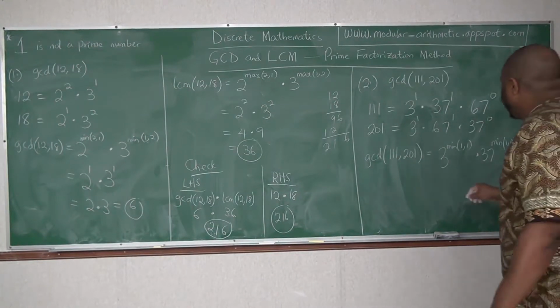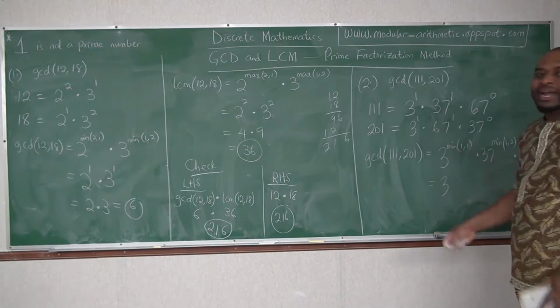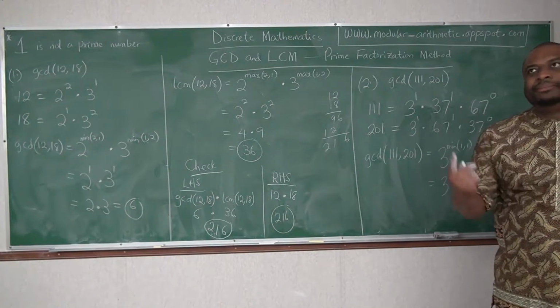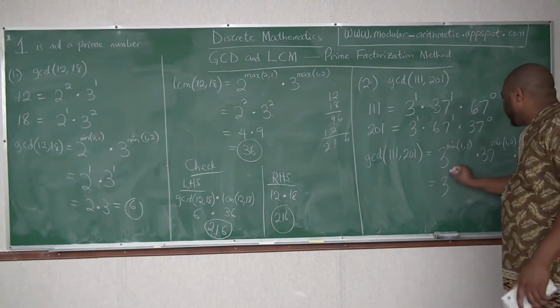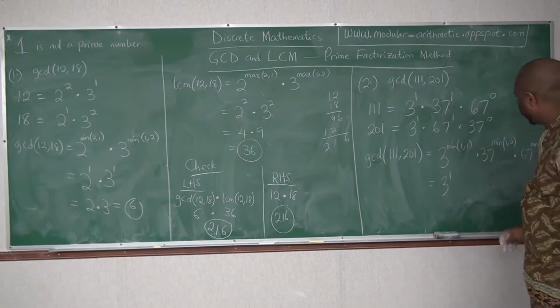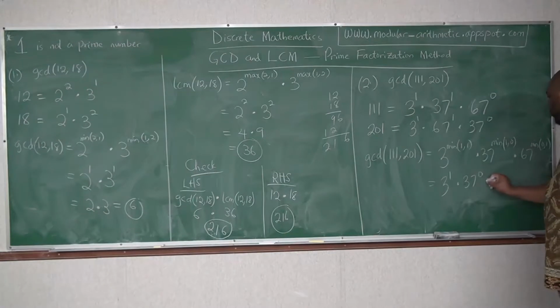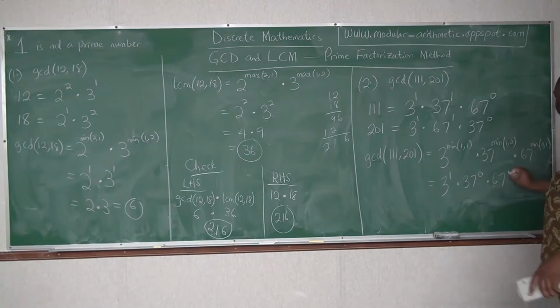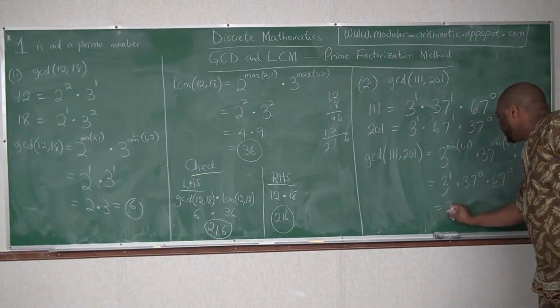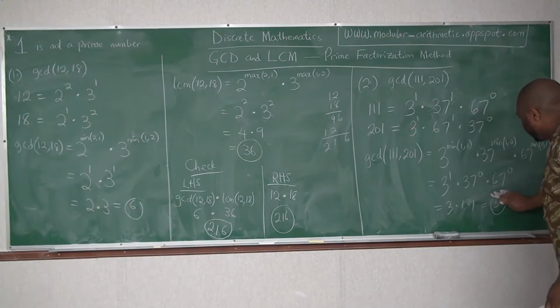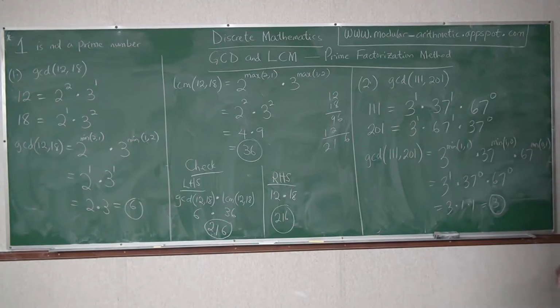Okay? And then this will be 3. Now, minimum of 1 and 1. Come on, 1 is equal to 1, right? So minimum of 1 and 1, you just say 1. That's fine. Times 37 exponent minimum of 1 and 0 is 0, times 67 exponent minimum of 0 and 1 is 0. So this is 3 times 1 times 1, and that is 3. The GCD of 111 and 201 is 3. That's it.